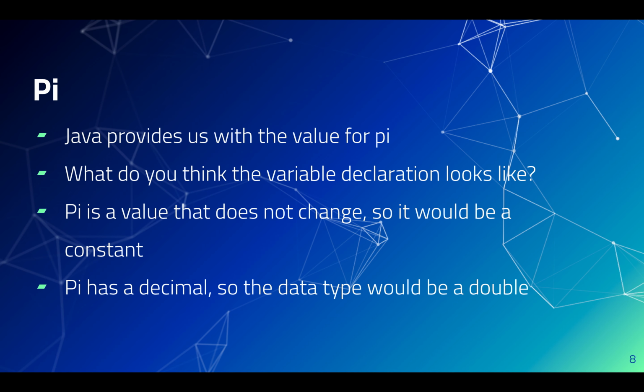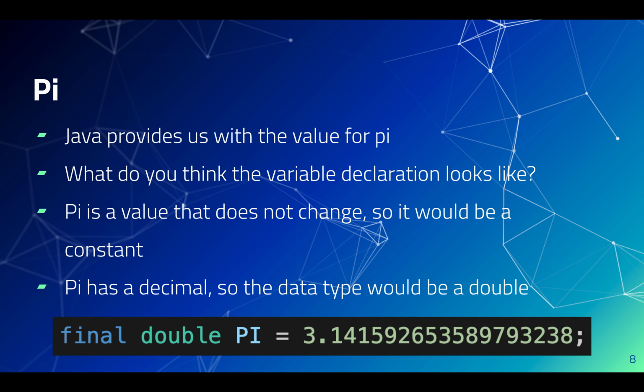Okay, so pi is a value that does not change, so it would be a constant. And because pi has a decimal, the data type would be a double. So the variable declaration in Java would look like this. You have your final keyword, which tells Java that this is a constant, and then you have double to tell the data type, and then you have the variable name, which is pi, and then you have all your values for pi. And obviously this is shortened because pi is very, very long.